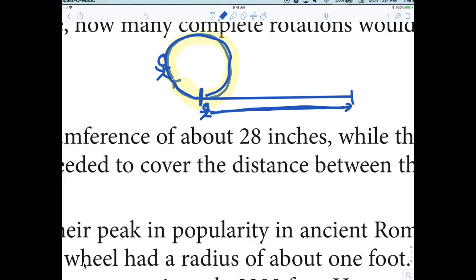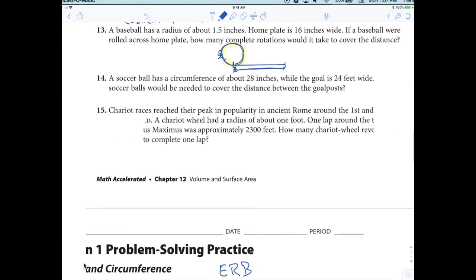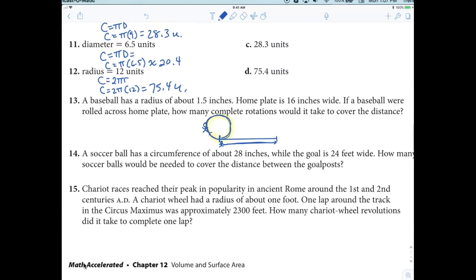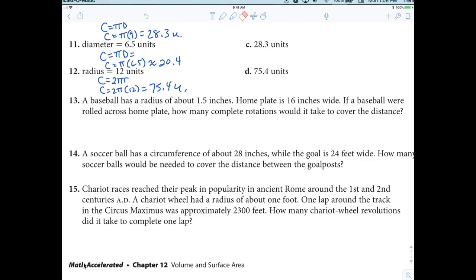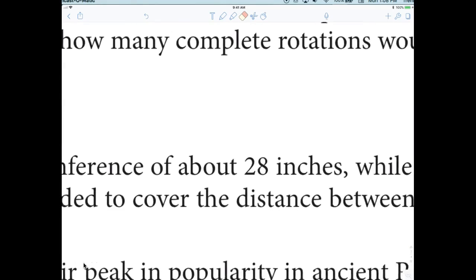All right, so now with that in mind, let's see if I've done a good job explaining things. We're going to look at number 13 now. It says a baseball has a radius of about 1.5 inches. Home plate is 16 inches wide. If a baseball were rolled across home plate, how many complete rotations would it take to cover the distance? All right, so let me see if I've got this correct.